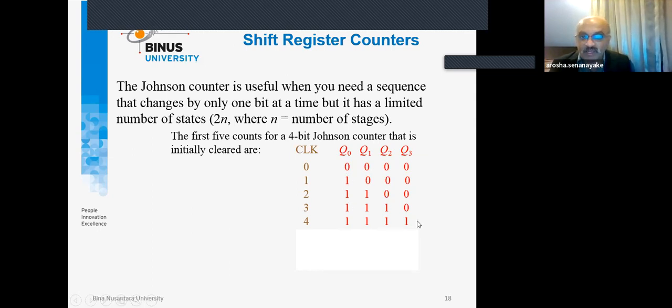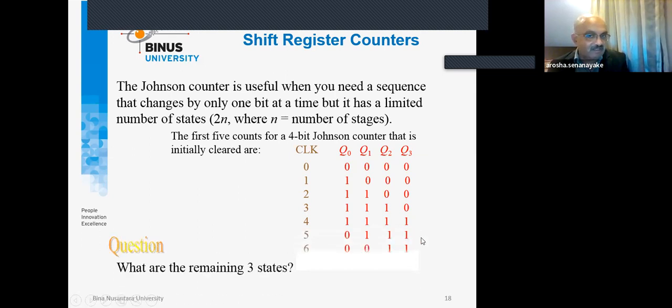So 1 1 1 can change this one into 0, correct? So then you can see 0 1 1 1 0 0 1 1 and then 0 0 0 1. So those are the remaining sequences, as you can see.